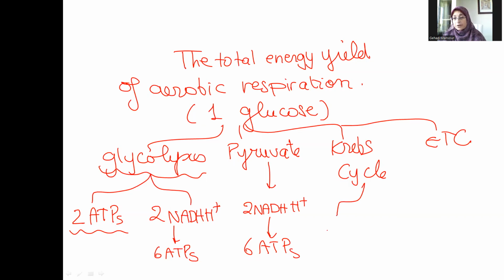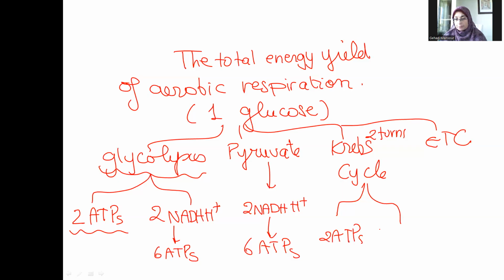And then in Krebs cycle, in the two turns of Krebs cycle, we had 2 ATP molecules directly, and then we had 11 per turn indirectly, meaning that we had, how did we calculate them?